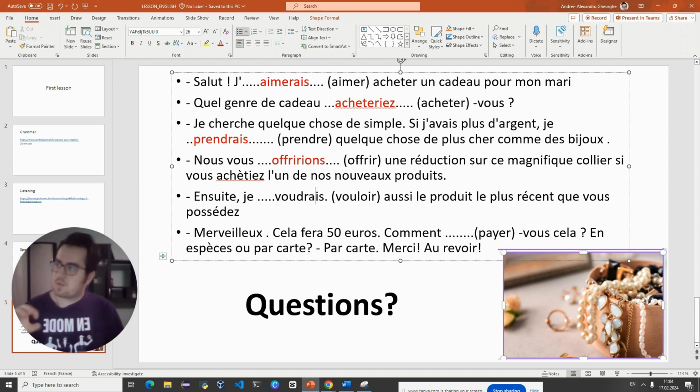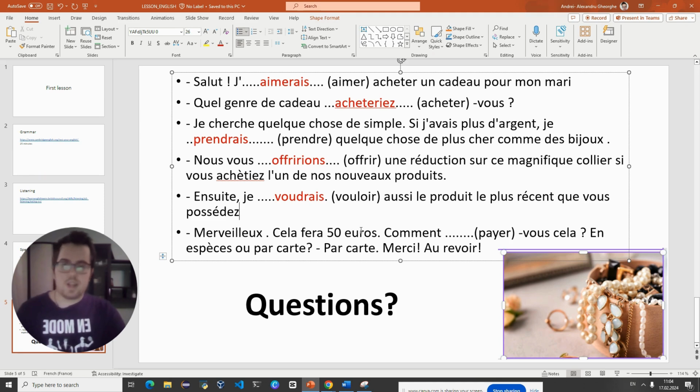With regular verbs, we use the infinitive form as a stem. For irregular verbs, we use the specific forms. All right. So, in this case, I'm going to mark je voudrais. Ensuite, je voudrais aussi le produit le plus récent que vous possédez. And lastly, we have this one.